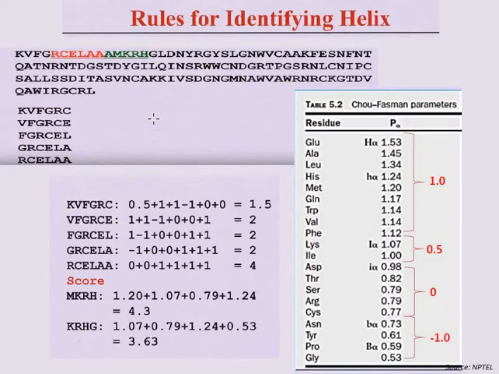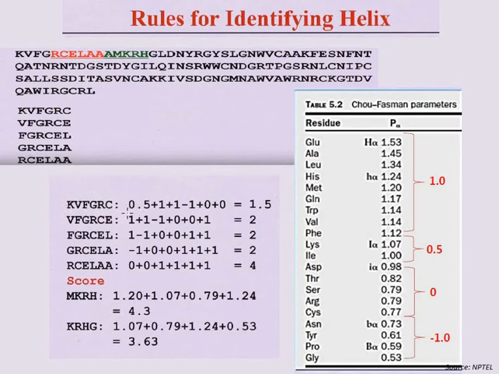So here is an example of a rule for identifying a helix. Suppose you have this amino acid sequence, and this is how the program works: you start considering right from the first residue, and you select a window of 6 residues, for example 1, 2, 3, 4, 5 and 6. So you have a stretch of KVFGRC. So here we go, KVFGRC. So you'll be calculating the scores for this particular stretch first. So here are the scores.